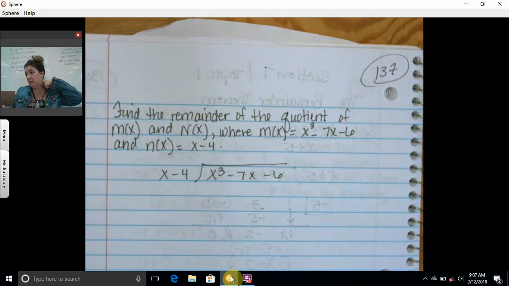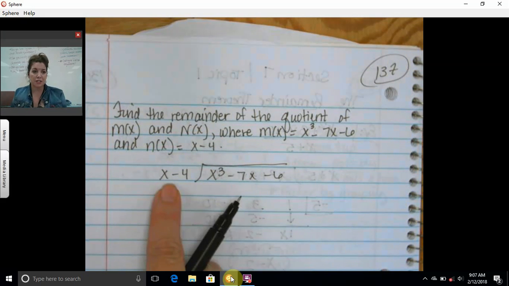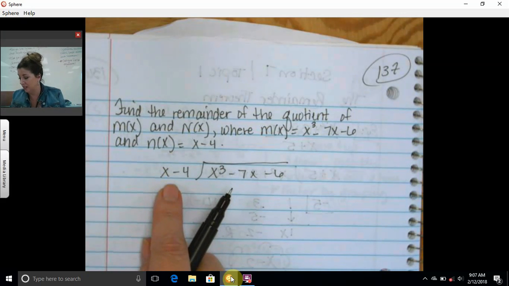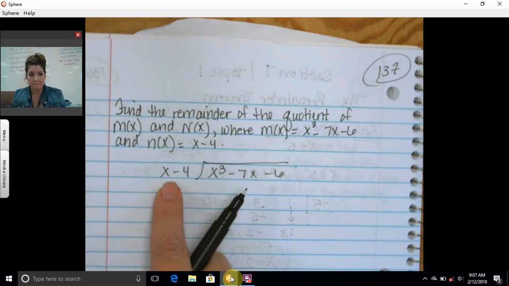Remember, you can only use synthetic division if your divisor is linear, okay? If it's quadratic or cubic or quartic or quintic or sextic or septic or octic, can't remember all the words, octic or decic, you can't use synthetic division. It's only if this is linear, okay? Otherwise, you have to do it the long way.